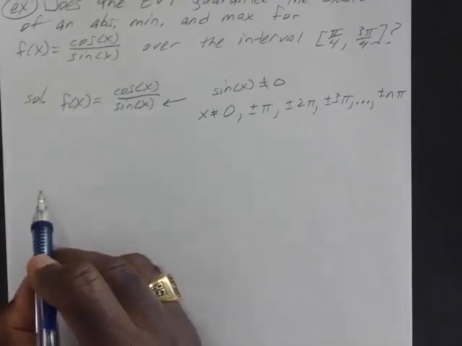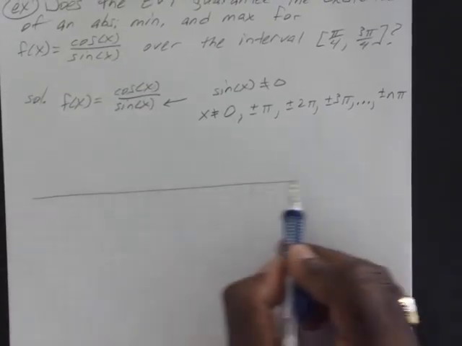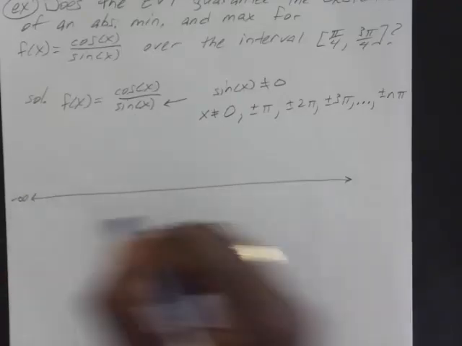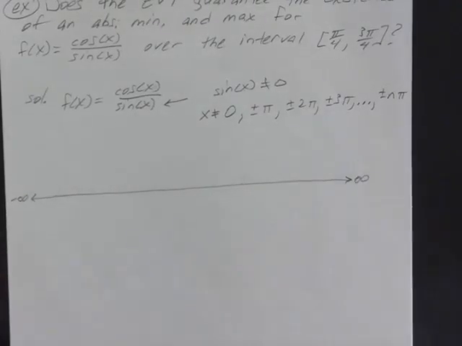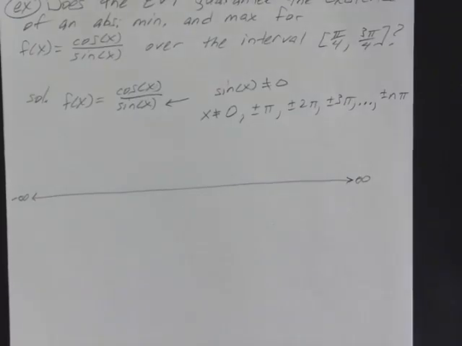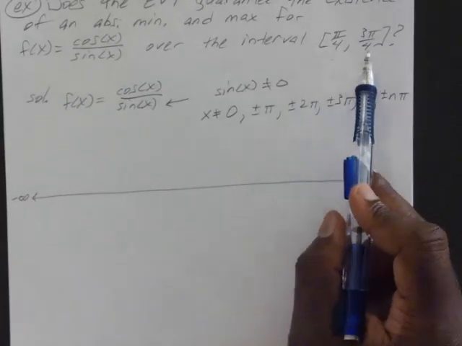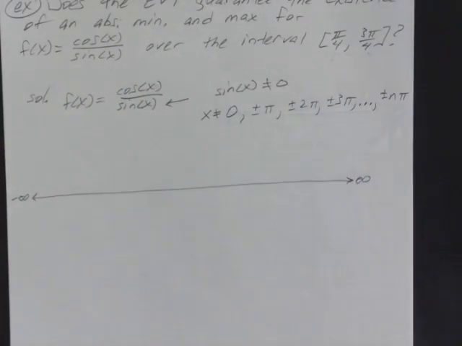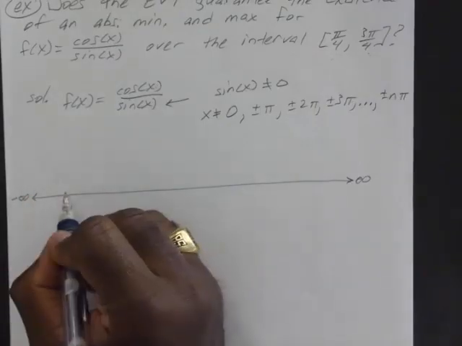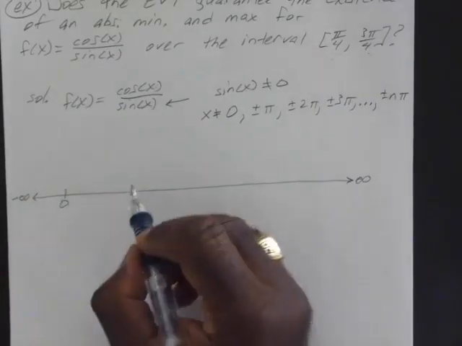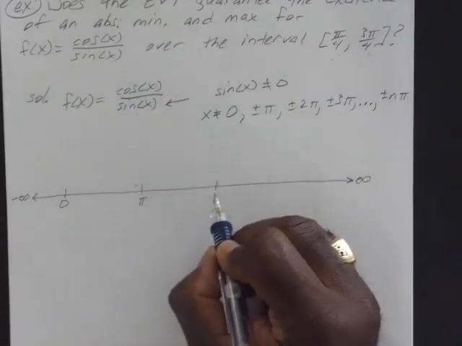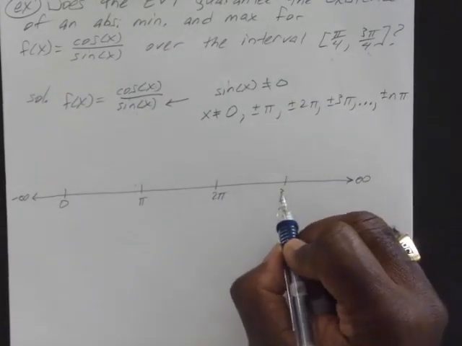So let's draw out our number line from negative infinity to infinity. And since pi over 4 and 3 pi over 4 are both positive, we'll just worry about the positive values. Okay, so we have 0, we have pi, 2 pi, and we'll stop at 3 pi.